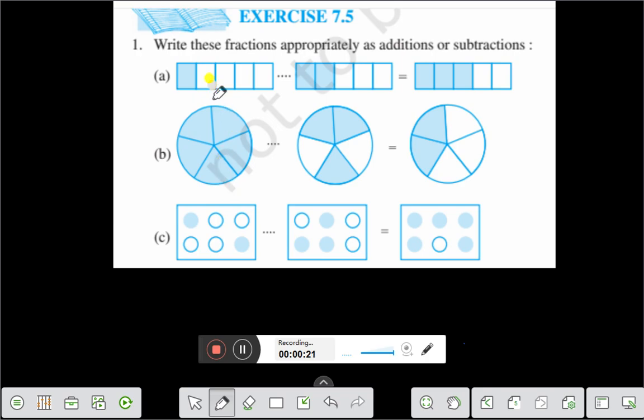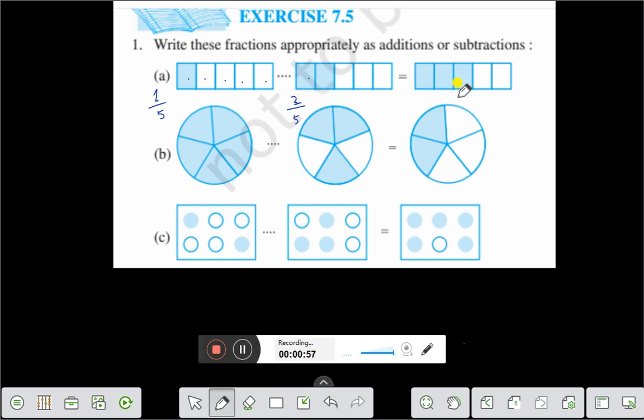Here you see this figure has 1 part shaded, that means 1, by how many total parts? 1, 2, 3, 4, 5. It is 1 by 5. Now see this one. Two parts are shaded, that is 2 by how many parts total are there? 1, 2, 3, 4, 5. So it is 2 by 5.